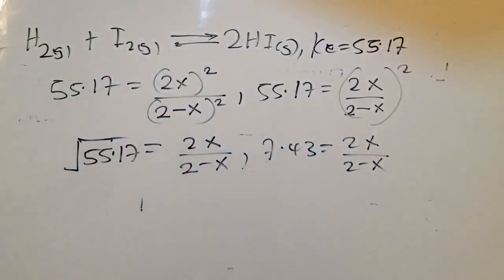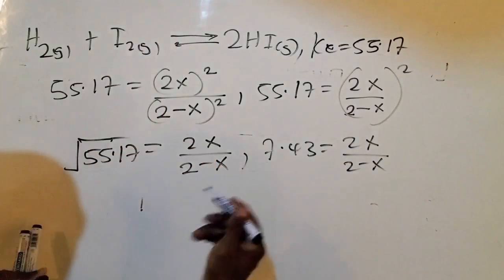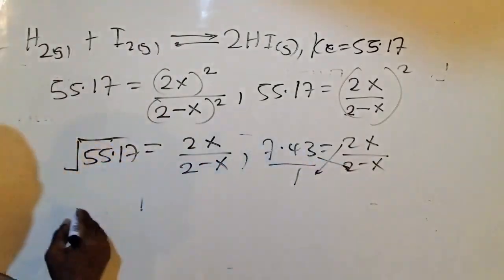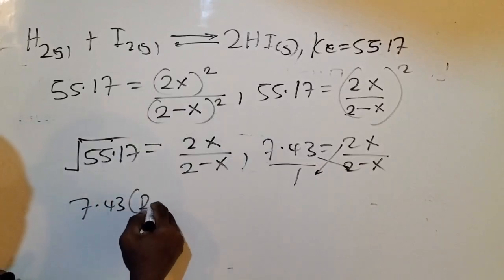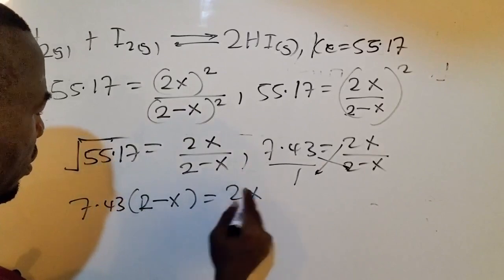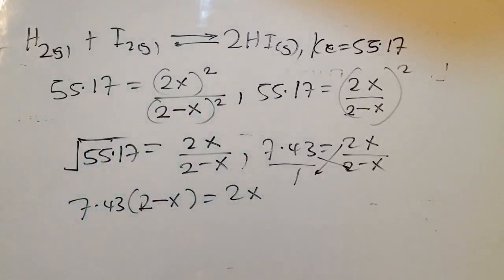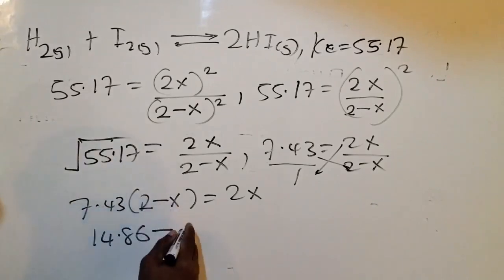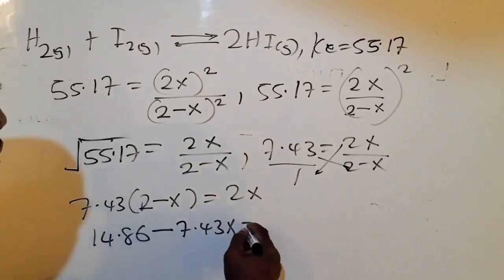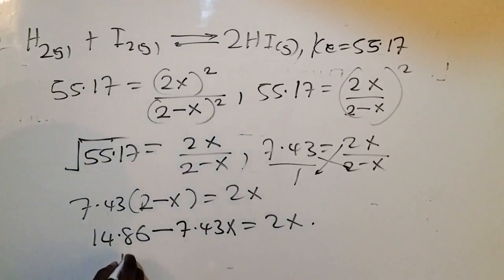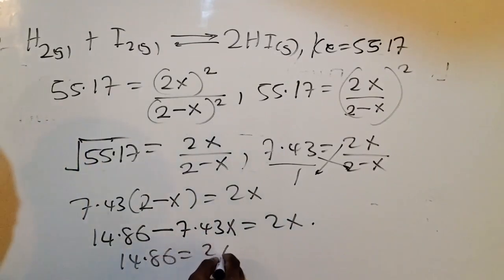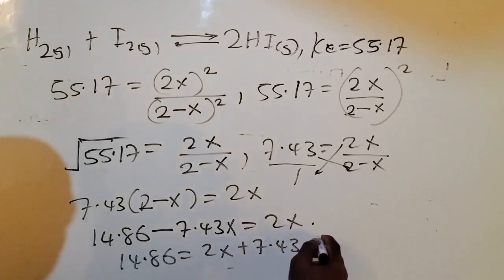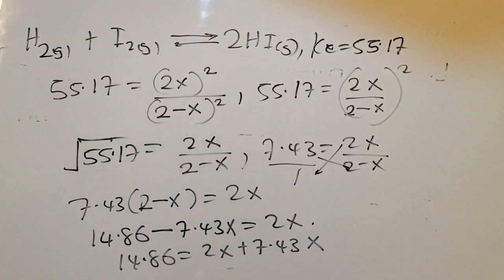We then cross multiply. We now have 7.43 into 2 minus S equal to 2S. So 7.43 times 2 will give us 14.86, minus 7.43 times S gives 7.43S, equal to 2S. Collecting like terms, 14.86 equals 2S plus 7.43S. So moving the minus 7.43S to the right hand side, you have that.